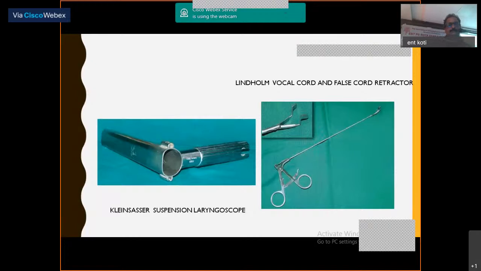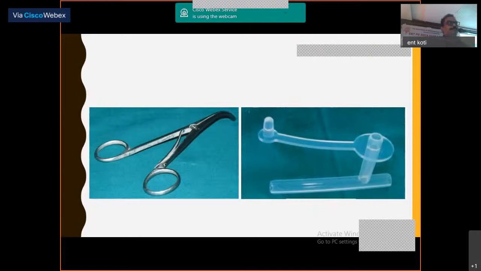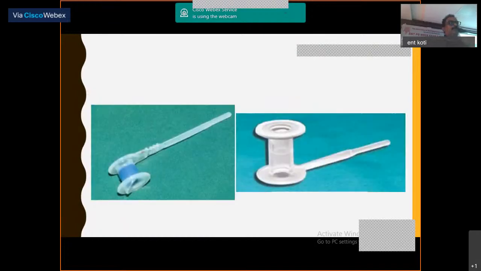Okay. What is this? Name. Cross use. Identify that. What is tracheal stenosis? Montgomery T-tube. And this is Cross's tracheal dilator.